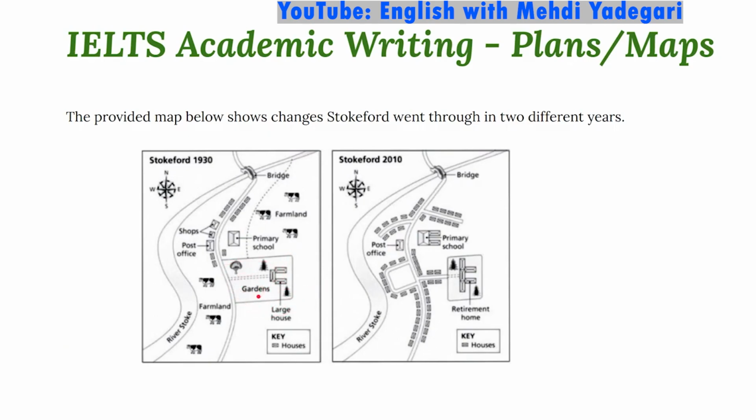Like for example, the garden that used to be here is now a retirement home, and you see that there are a lot more houses in 2010 than there used to be in 1930, and you can see the farmland is just gone. So this is plans, this is maps. You write a comparison and talk about the changes that have happened in one particular area in 2 different periods of time. Just like any picture, we have the prompt and then we have the picture itself.